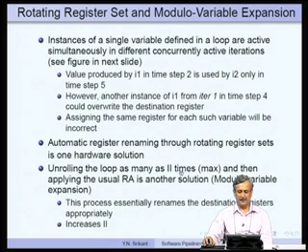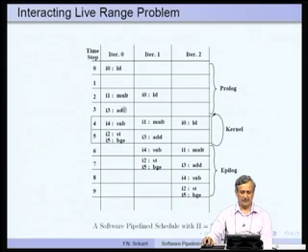Unrolling the loop as many times as needed, that is the maximum, and then applying the usual register allocation is another solution. This is called modulo variable expansion. This process essentially renames the destination registers appropriately, but increases the II as well. So, what happens here is, here is I1, here is I2 in iteration 0, here is another I1 and I2 in the next iteration.